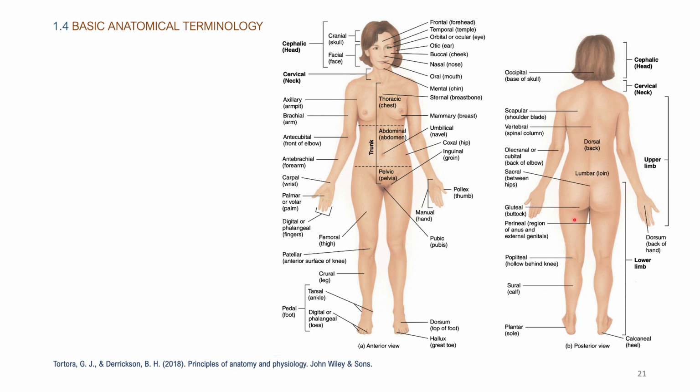The gluteal, the glutes. These muscles are for your buttocks. Perineal region, or your anus and your external genitals. Popliteal, which is the hollow behind your knee. Sural, which will be your calf. Plantar for your sole, and your calcaneal for your heels. Dorsum for the back of your hand. Again, this is your anatomical position.